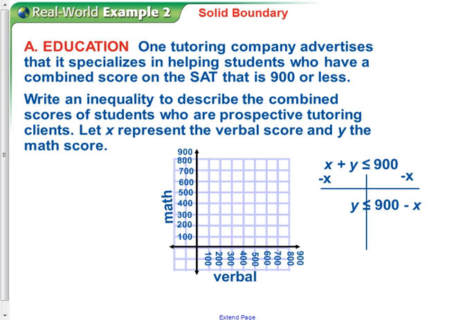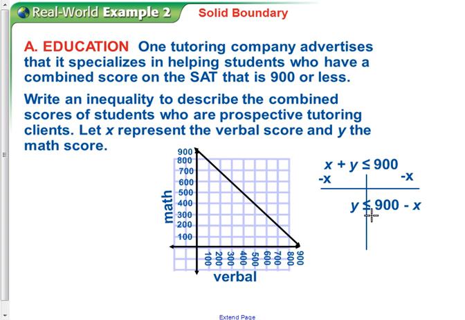Alright, now that we have our scales labeled, we'll need to start at our y-intercept. 900 is our y-intercept, that's our number without x. And we're going to need to go down 1 over 1, down 1 over 1. But because we're working by 100s, it also means we're going down 100 over 100. So there's our graph.